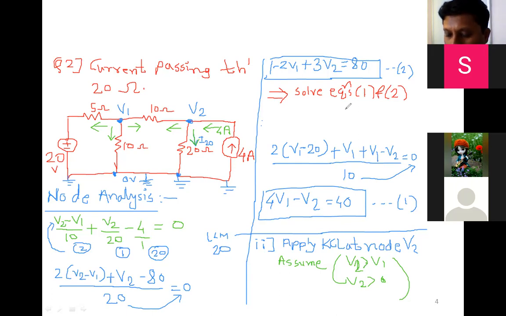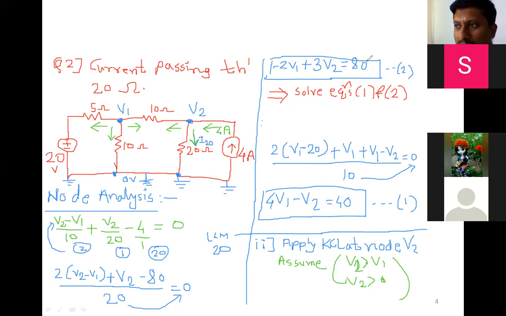So take a calculator, go in equation mode. It is asking unknowns 2 or 3. So how many unknowns are there? 2, V1 and V2. So press 2. Then it will ask the coefficients. A1 is 4. Then B1 will be minus 1. Then it will ask C1. C1 is 40. Next A2 will be minus 2. B2 will be 3. Then C2 will be 80.